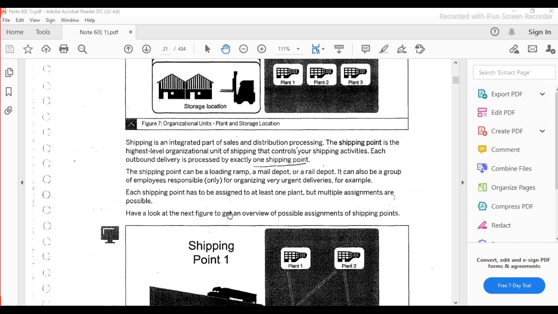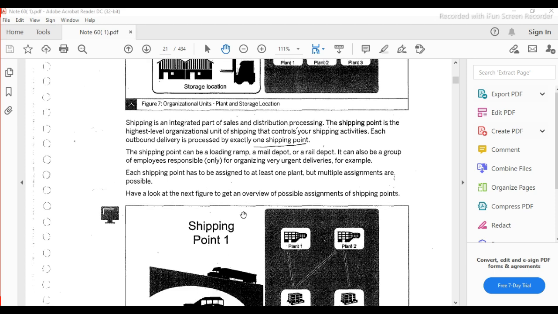The shipping point is an integral part of the sales and distribution process. It is the highest-level organizational unit of shipping and controls your shipping activity. What are examples of a shipping point? Sometimes freshers may be asked what a shipping point is. Examples are a loading ramp, a mail depot, or a rail depot. These are all examples of a shipping point.